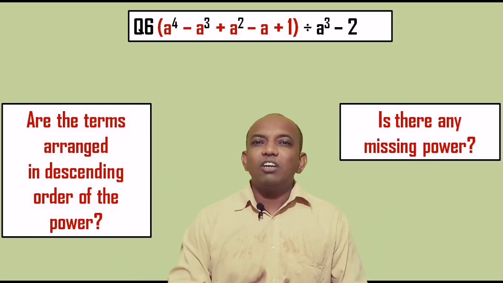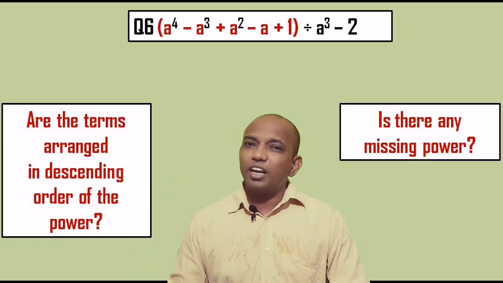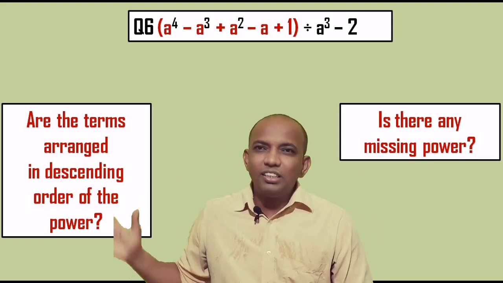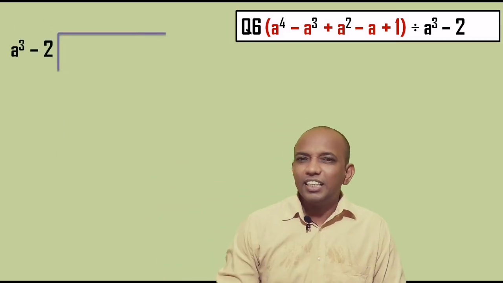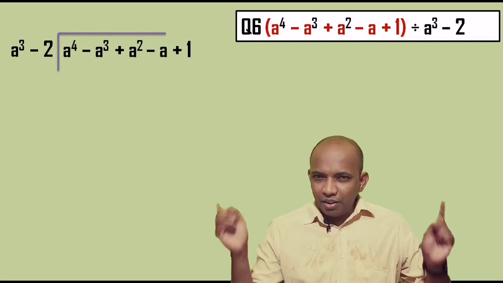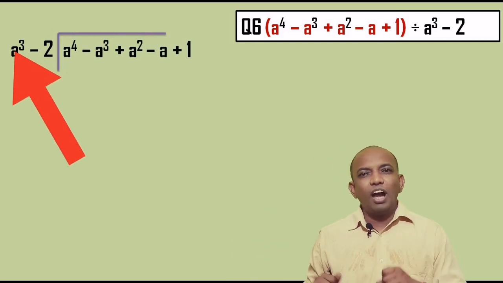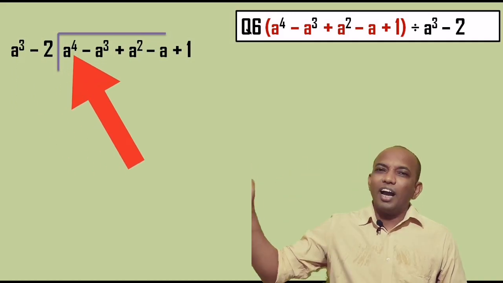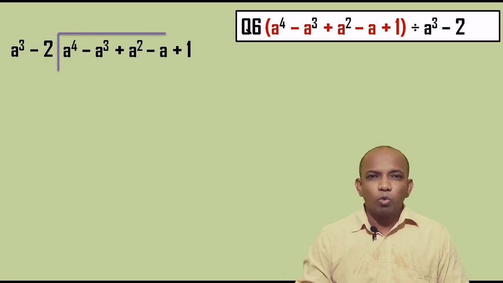So if you observe the dividend and divisor, yes, the terms are arranged in the descending order and no term is missing considering their power. So here we go with the division, where a cube minus 2 will be written outside being a divisor and dividend is inside the division structure. Then first step is observe the first term of the dividend and the divisor, right? So we have a cube as a first term in the divisor, a raised to 4 as a first term in the dividend. So both the terms have same coefficient, that is 1.